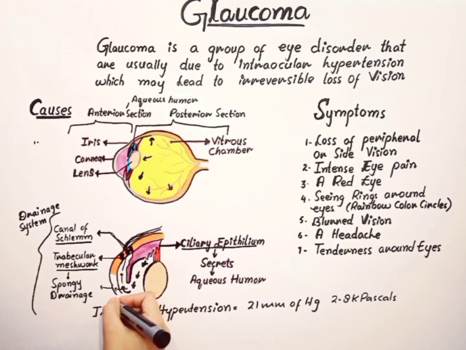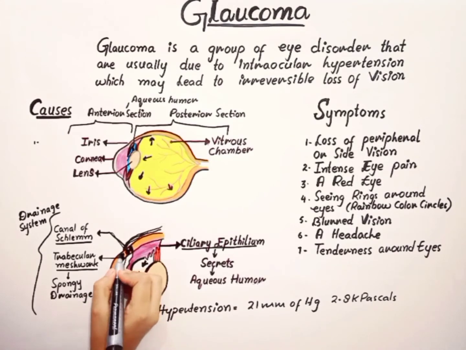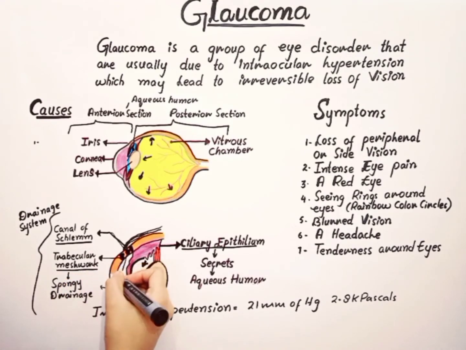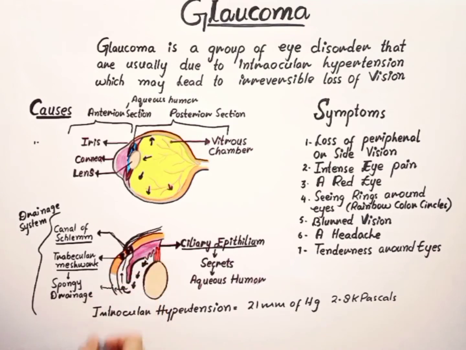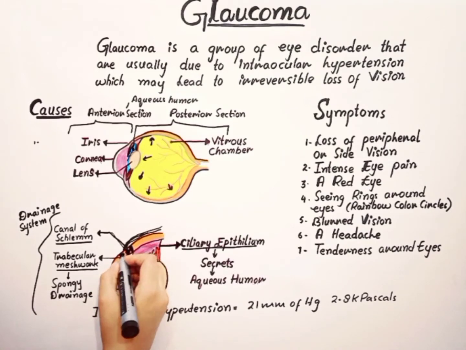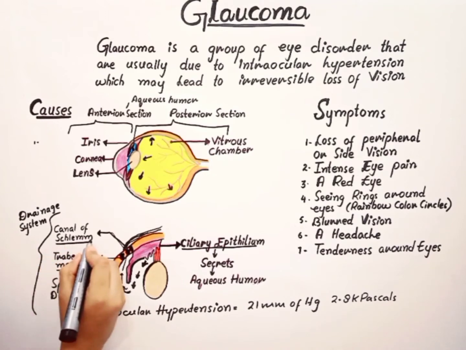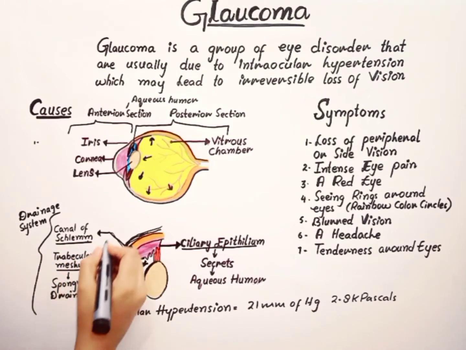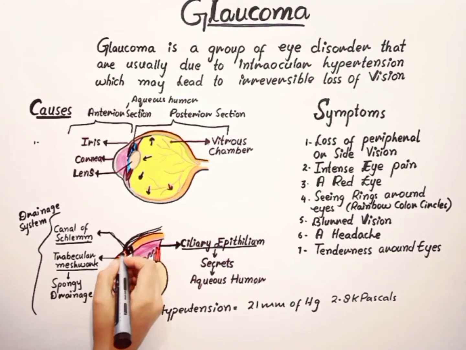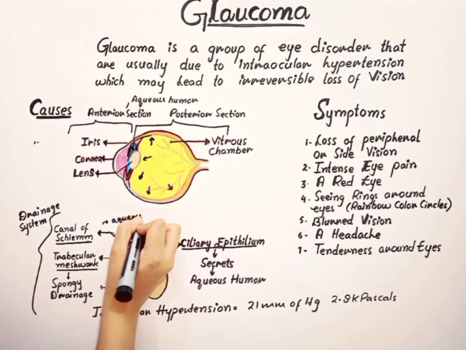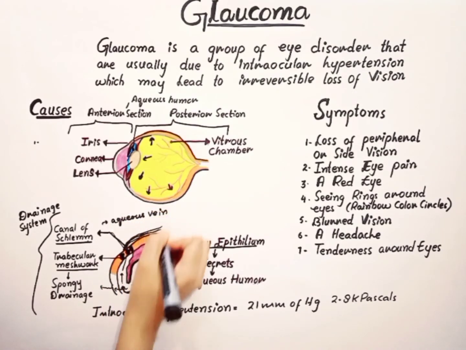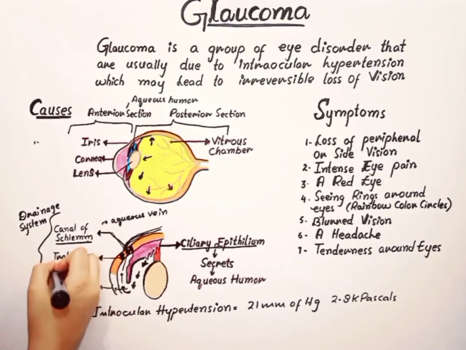From there the fluid flows out through the trabecular meshwork. This is the trabecular meshwork, which is a spongy tissue that acts like a drainage, and this trabecular meshwork allows the fluid to go down into a circular channel called the canal of Schlemm. From there the fluid enters into the aqueous vein. So this is the normal drainage system of the aqueous humor.